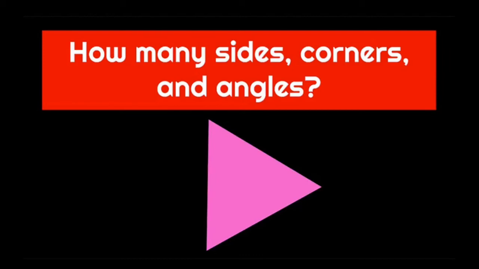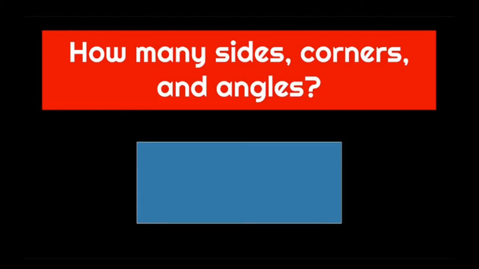So let's look at this one. I'm going to give you 5 seconds to figure out how many sides, corners, and angles. Ready? Go. Did you say 3? If you did, you are totally correct. This polygon has 3 sides, 3 corners, and 3 angles. Okay, here's another one. How many sides, corners, and angles? Should be another quick one. Fantastic. It has 4 sides, 4 corners, and 4 angles.